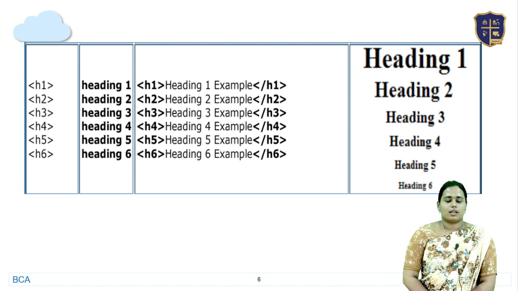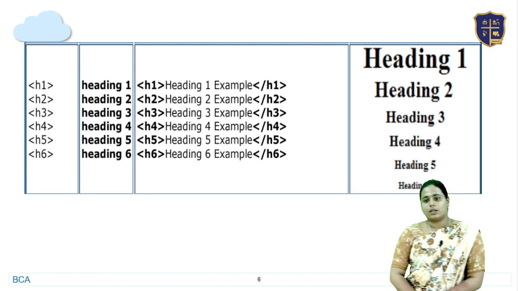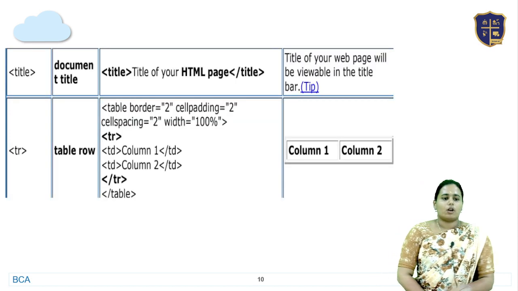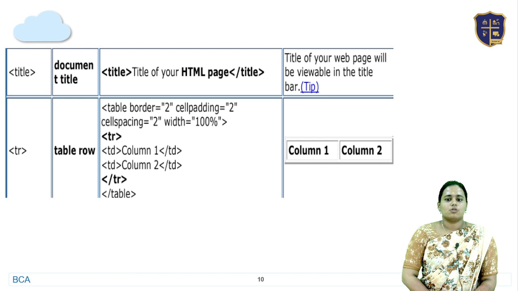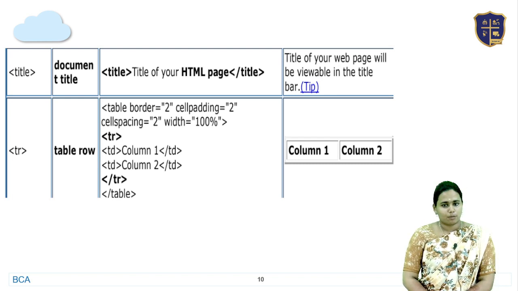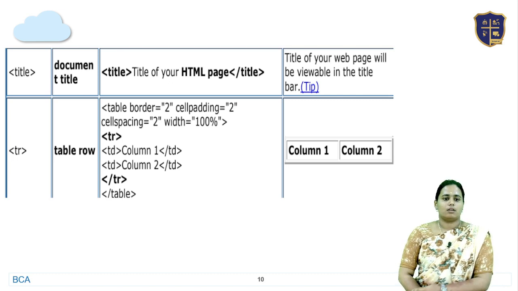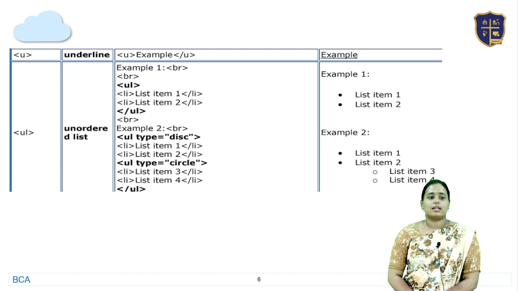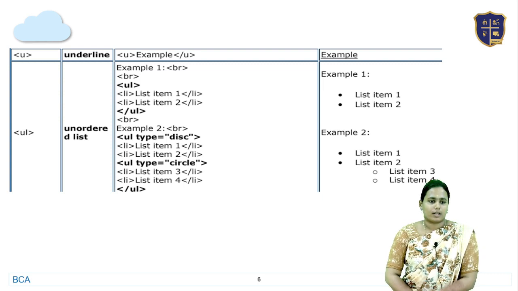Next, these are called heading tags. Heading tags are divided into 6: H1, H2, H3, H4, H5, H6, which means heading 1 will be the biggest, and this is the example for heading tags. Next, as we already saw, the title tag is used for the title of a web page. Next is TR, which represents table row, which we are going to see in the 4th unit on tables. Okay, next we are going to see the tag called U, which represents underline, which is used to underline your text or your content.